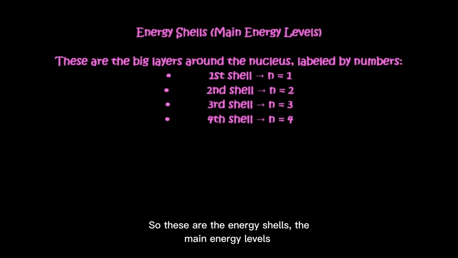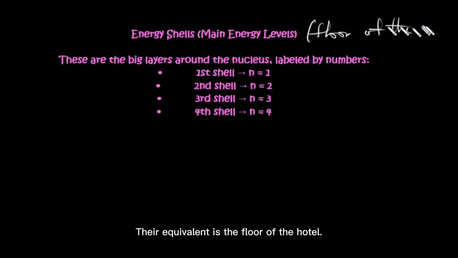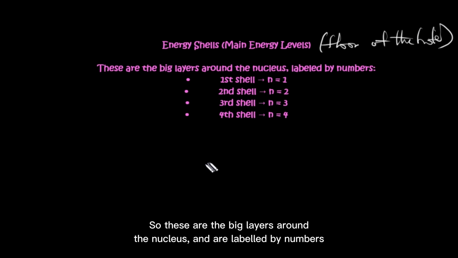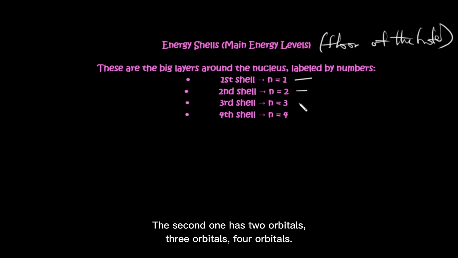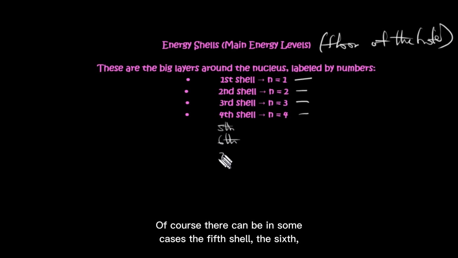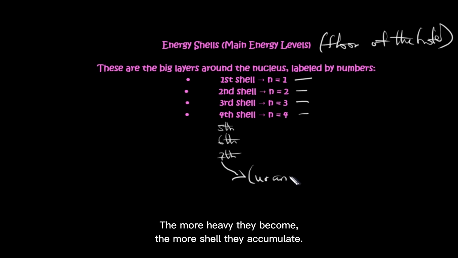So these are the energy shells, the main energy levels. We say the equivalent is the floor of the hotel. These are the big layers around the nucleus that are labeled by numbers. The first shell, the second one, 3rd, 4th. Of course, there can be, in some cases, the 5th shell, the 6th and 7th shell. An example of an element with up to 7 shells is uranium. The heavier they become, the more shells they accumulate.